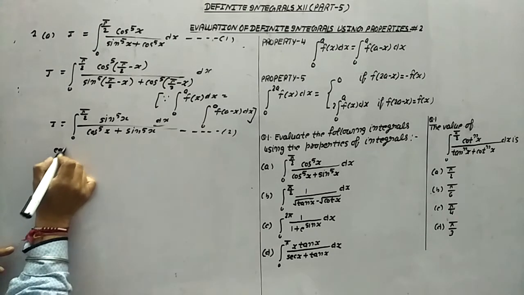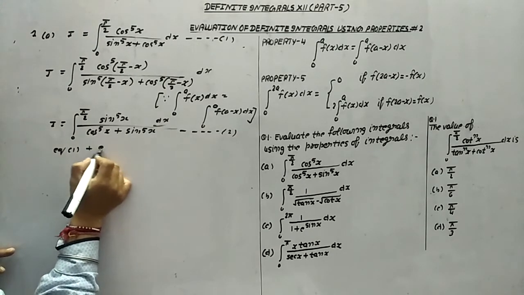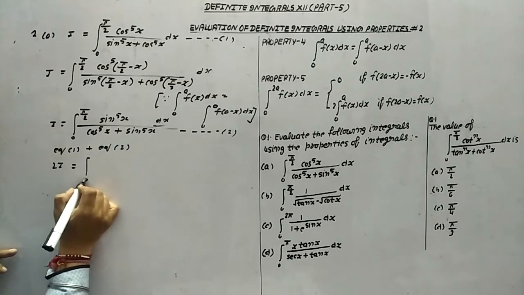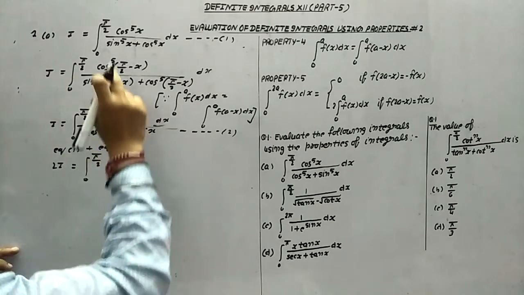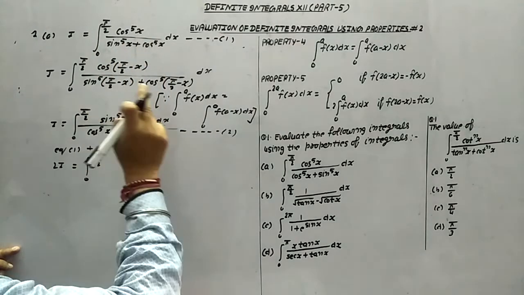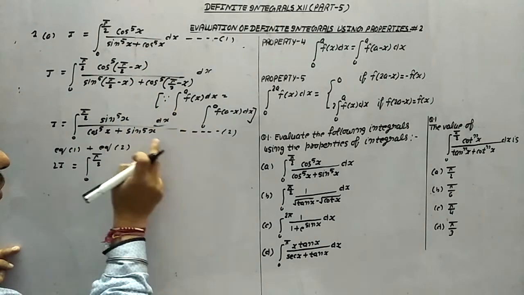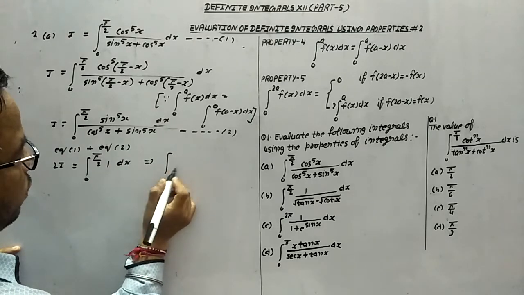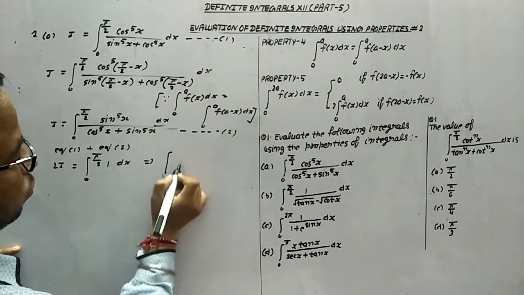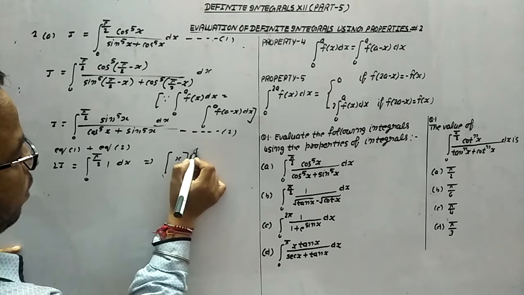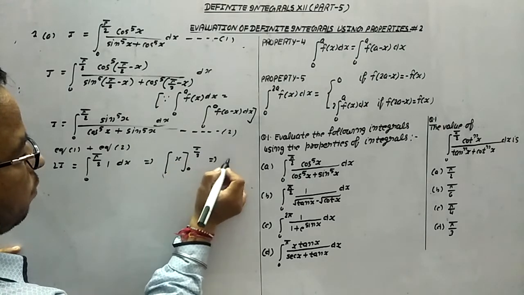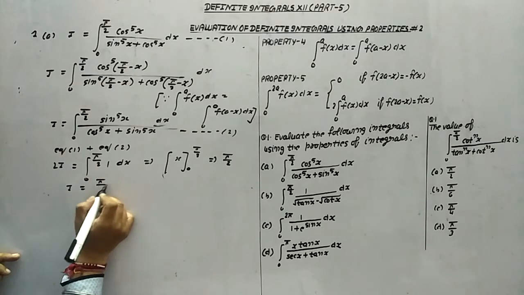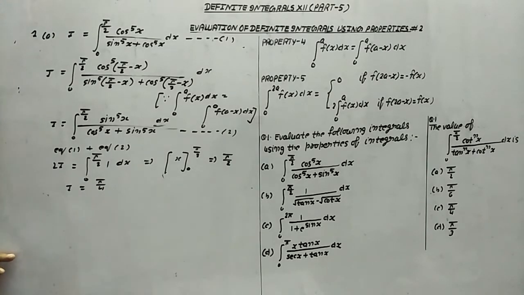Now we will add these two equations. It means equation 1 plus equation 2, we will get 2I is equal to integration 0 to pi by 2. In the numerator we have cos^5 x plus sin^5 x, and in the denominator we also have the same terms. It means this is 1 dx. What is the integration of 1? x. So this is x from 0 to pi by 2. Once we put in the limits, this will come to pi by 2. It means I is equal to pi by 4, and this is the answer.